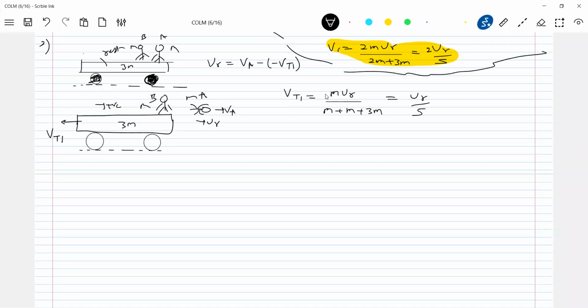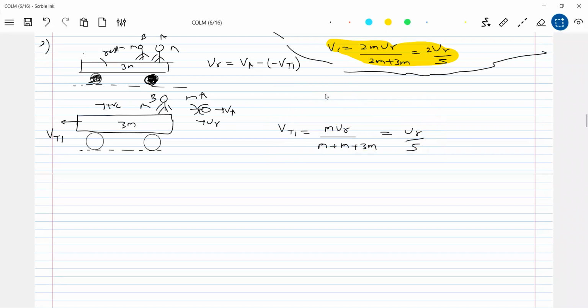Okay, somebody is asking how you got this. Okay, let me show. What is the conservation of linear momentum? 0 is equal to MVA minus M plus 3M into VT1, the velocity of the trolley. Okay, I think you can directly write this one. Now person B is going to make a jump. Look at VT1, how VT1 is towards the left. Now let's see what will happen.